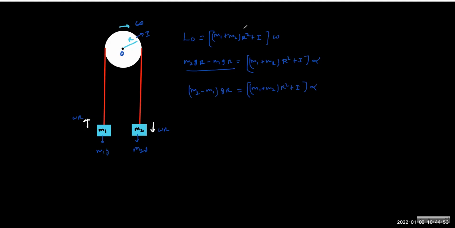So you can multiply with R both sides to get the acceleration of the block. So this is easy to find. And now we're done. So we got the acceleration of the block equals how much? (M2 minus M1) into G, divided by M2 plus M1 plus I by R square. And this answer is very famous. We know this answer.